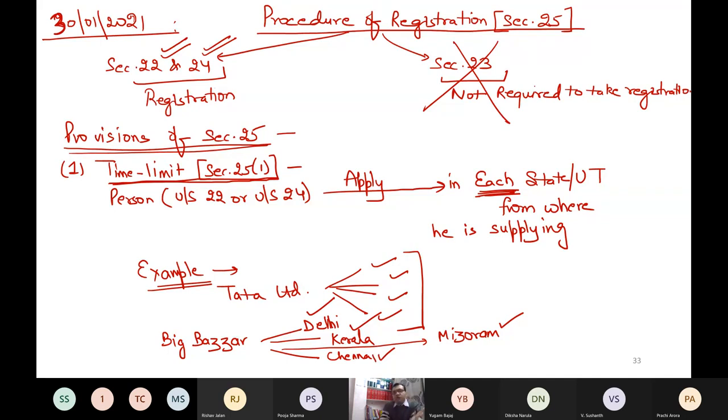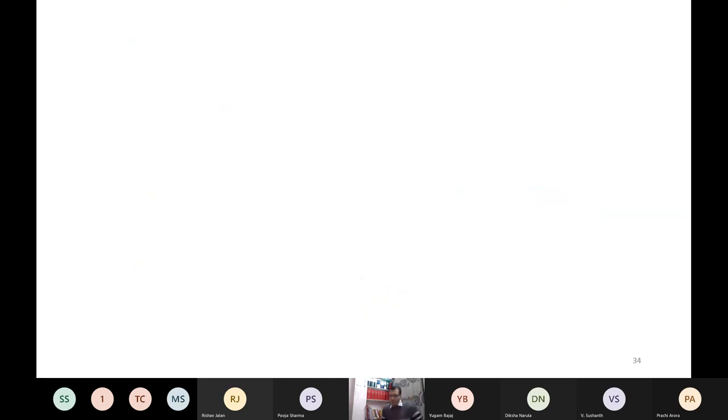That everyone who is liable to register, whether under 24 or 22, has to take registration in each state or UT from where he or she is making the supply. This is my first point. Now you tell me an example. I'm giving you an example.